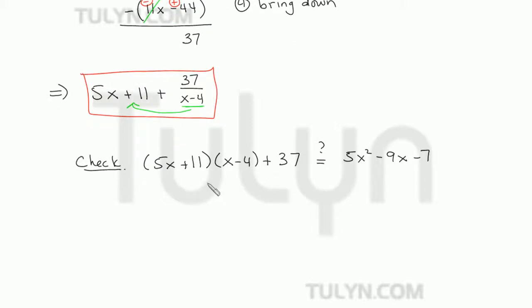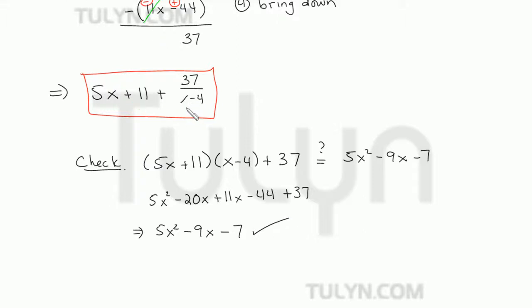So solving on the left, we FOIL this, we get 5x squared minus 20x plus 11x minus 44 plus 37. And simplifying, we get 5x squared, minus 20x plus 11x gives us minus 9x. And then negative 44 plus 37 is going to give us minus 7. So this checks out, which means that our original solution was correct.